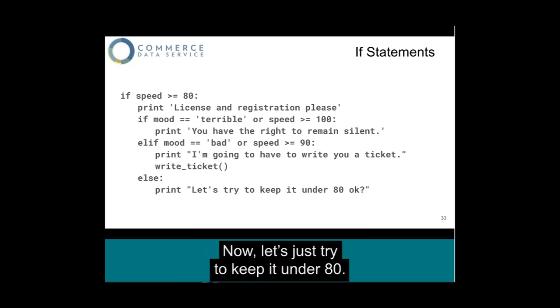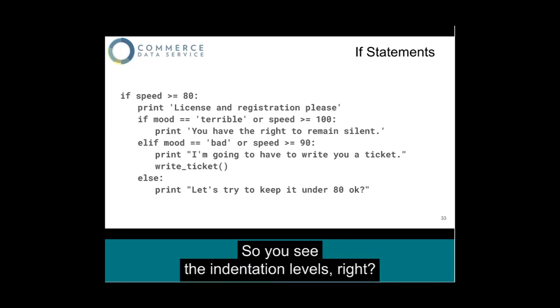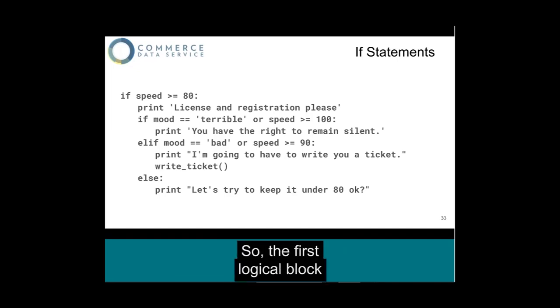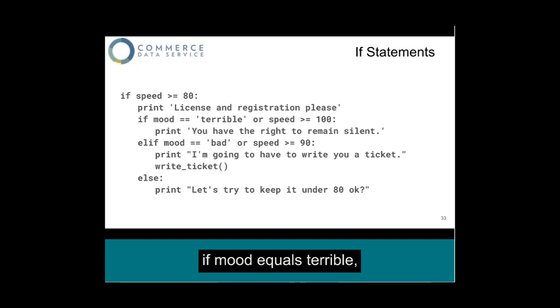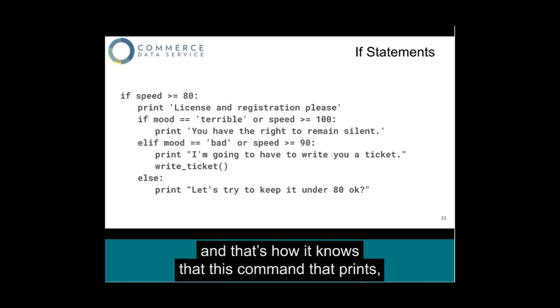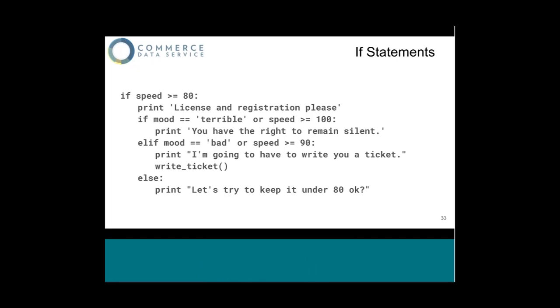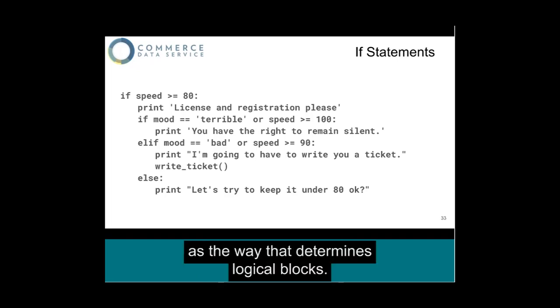Else, let's just try to keep it under 80. So you'll see the indentation levels. The first logical block, if speed, includes everything that's indented one level over; it follows those commands. For the second, if mood equals terrible, you indent one level over again, and that's how it knows that this command, print you have the right to remain silent, is executed if that if statement is fulfilled. So Python treats those indentations as the way it determines logical blocks.